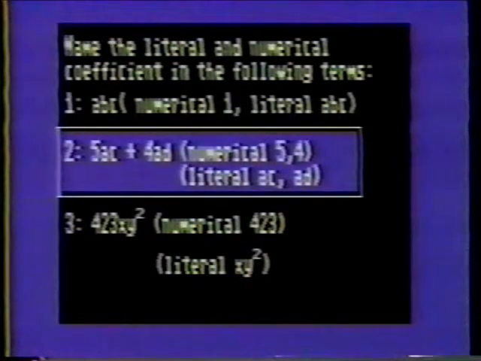Number 2. 5 times A times C plus 4 times A times D. 5 and 4 are the numerical coefficients. A times C and A times D are the literal coefficients.